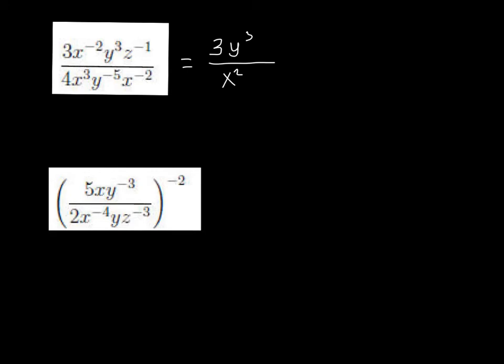Then we have z to the -1, and it has a negative exponent. So we're going to move it to the other side of the fraction, and we're going to make the power positive. Now we go to the denominator, and we're going to do the same thing. So again, if it has a negative exponent, we move it. If it has a positive exponent, we leave it where it is. Now, the 4 has, again, a 1 exponent. So the 4 is going to stay where it is.